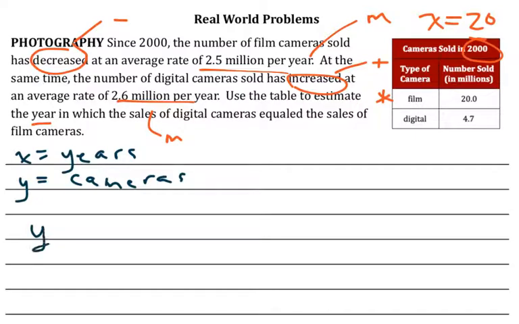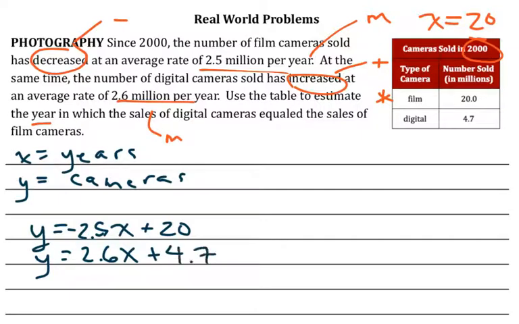So for the very first equation, you're thinking, well, if I deal with film cameras, the beginning point is that there's 20 million sold. And I'm pulling that from the table. And the film cameras are decreasing every year at a rate of negative 2.5 million. And so if I set up the other equation, this one is growing at a rate of 2.6 million per year with a starting point of 4.7. So this is starting smaller but growing, while this is starting larger but decreasing.